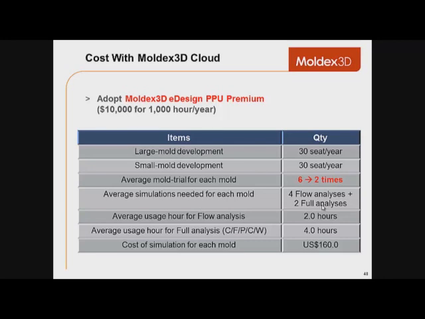Now, after you begin using Moldex 3D, you can reduce the mold trial for each mold from 6 to 2. For each mold, you need only 4 flow analyses and 2 full analyses. The cost to run a simulation for each mold is thus reduced to only $160.